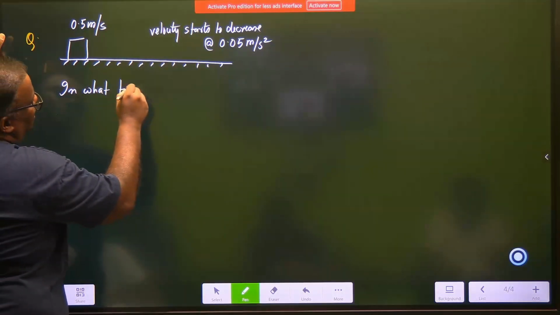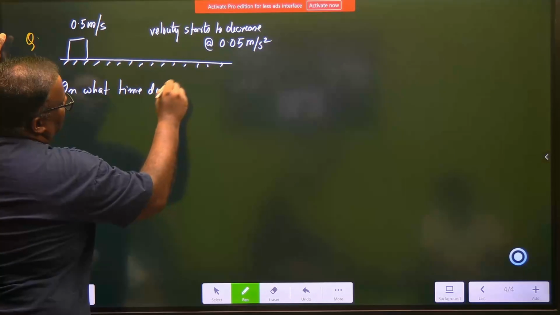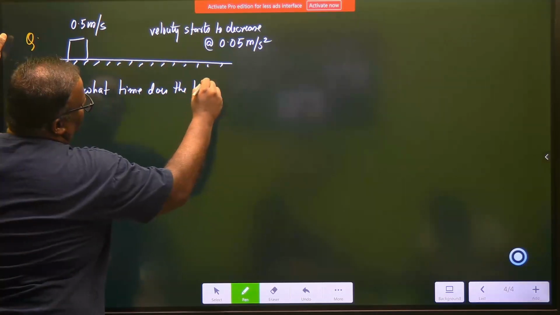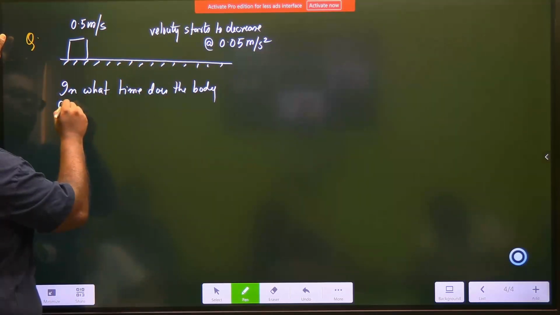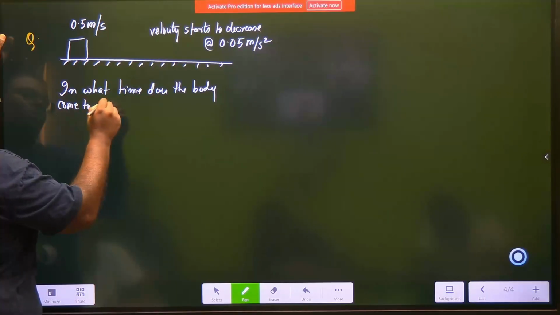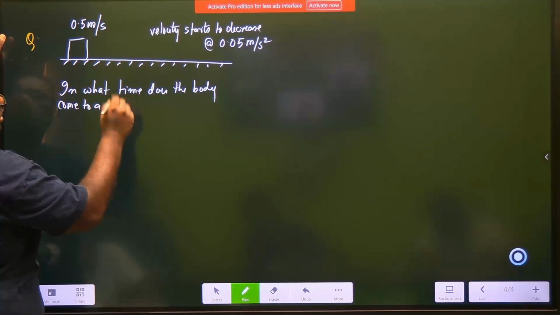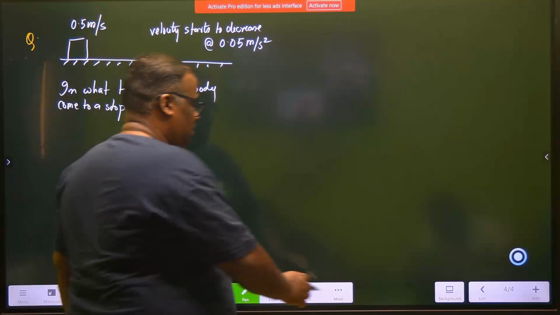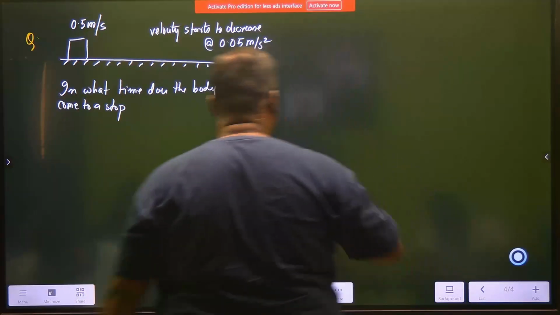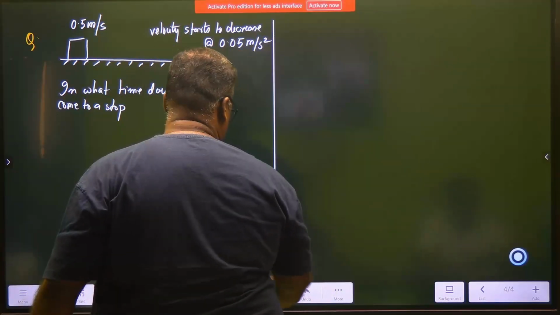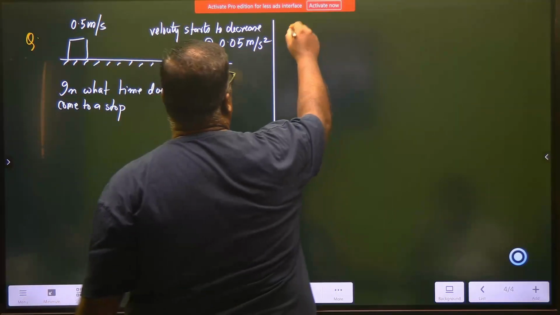So in what time does the body come to stop? That's what the problem is all about, right? I hope you have understood the problem. Shall we? Come, given data.